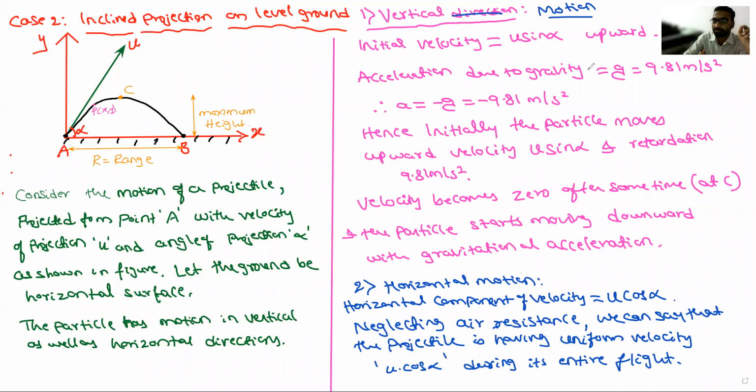See, all these formulas are very, very important: U cos alpha, U sin alpha, and the equation of trajectory is important. Next, write the equation of trajectory. They do not ask for the derivation, you should remember the formula directly, but you should know how that formula comes, for that.